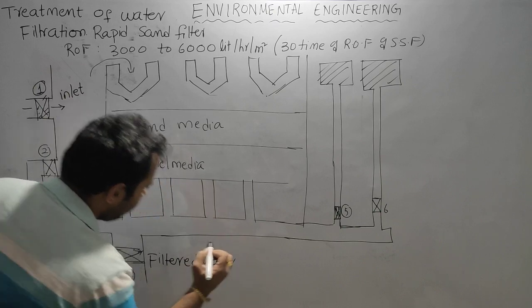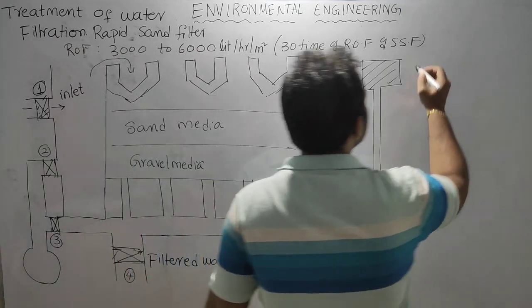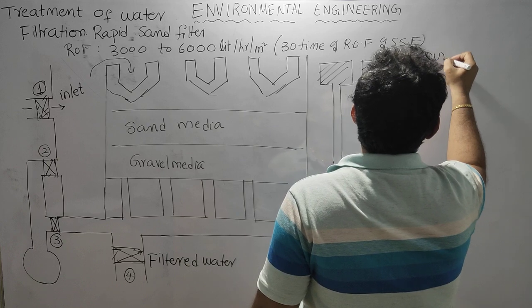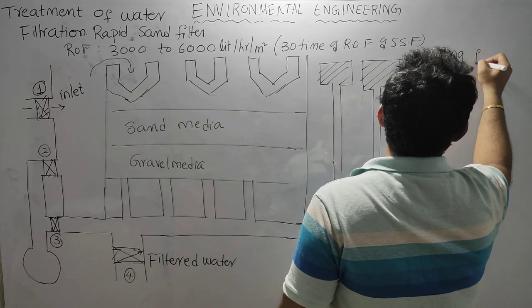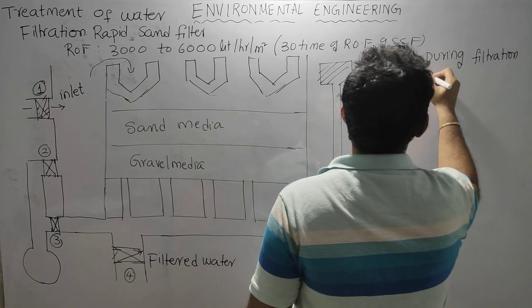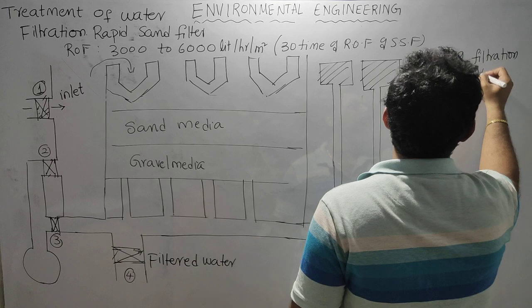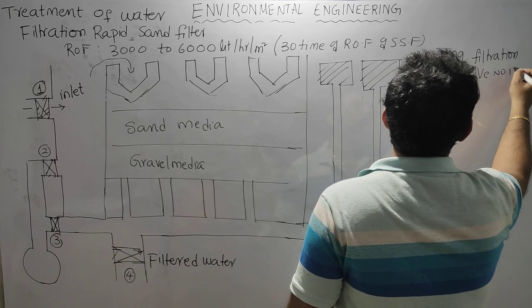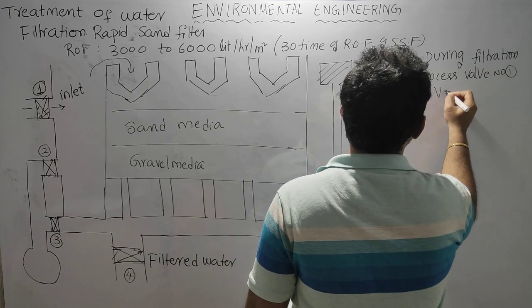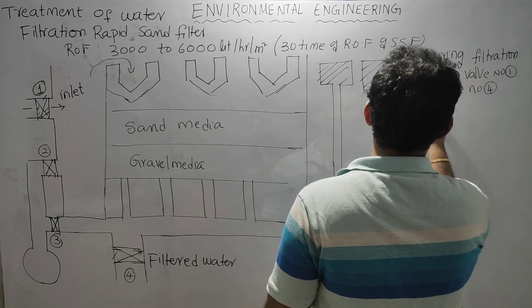This is filtered water. So to collect filtered water, we keep valve number 4 open. So during the filtration process, valve number 1 and valve number 4 are kept open.